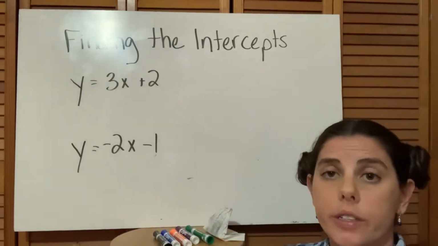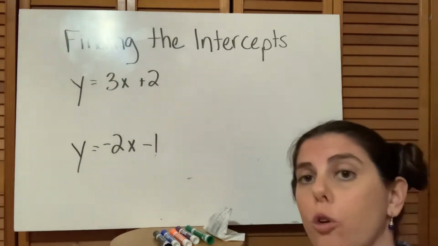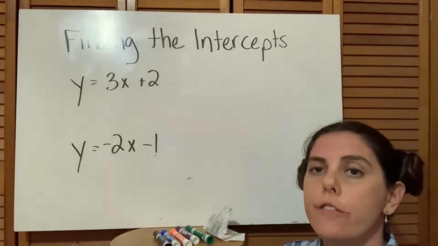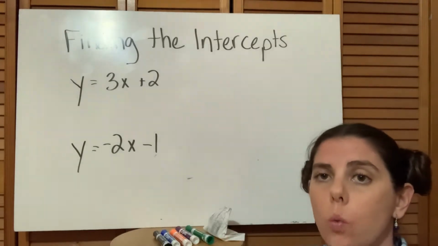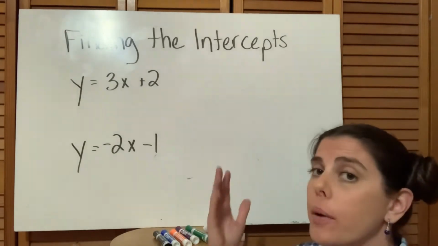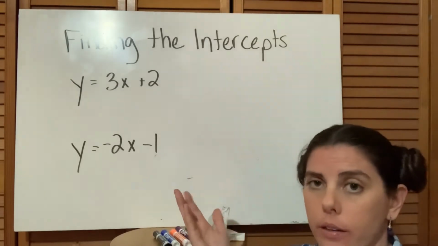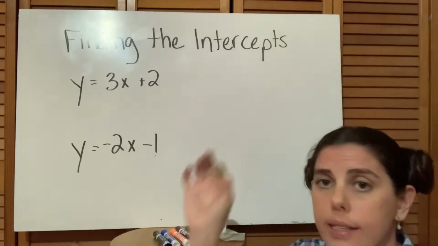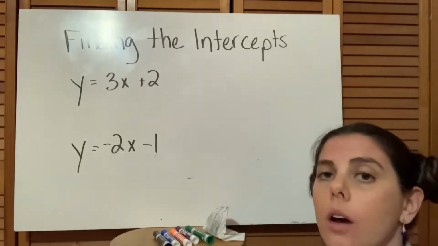So to continue with our discussion of intercepts in section 4.3, how do we find the x or the y-intercept from an equation that hasn't been graphed yet? Looking at the graph, it would be easy to see where it's crossing. Well, let's think about this.